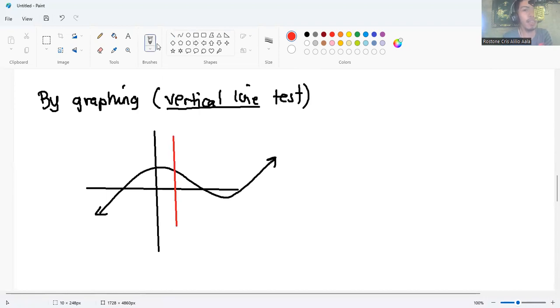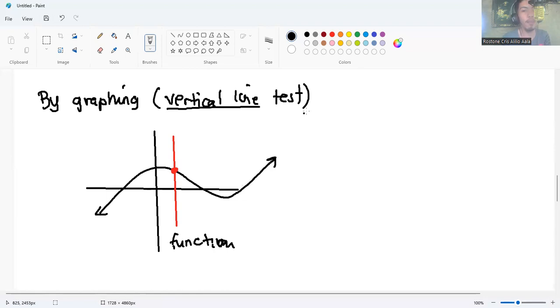So pag sinabi naman sa vertical line test, masasabi daw natin na function kapag ang vertical line ay tumama sa graph at only one point. Ayun, yung graph natin ay yung curve. Ilang beses tinamaan yung ating graph? Isang beses lang. So ito yung intersection nila. Kapag nag-drawing ka ng vertical line at isang beses lang tumama yung ating vertical line sa graph, it means it is a function.